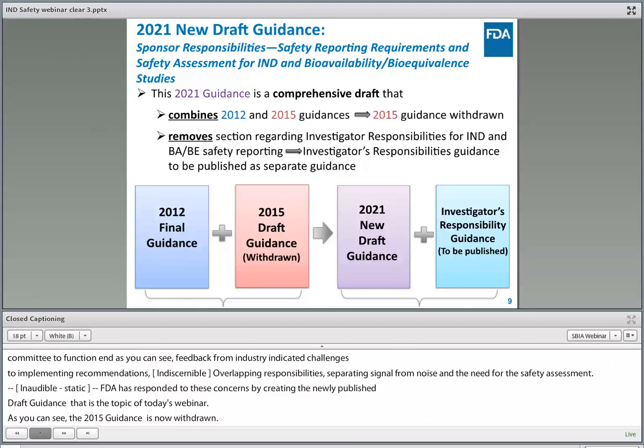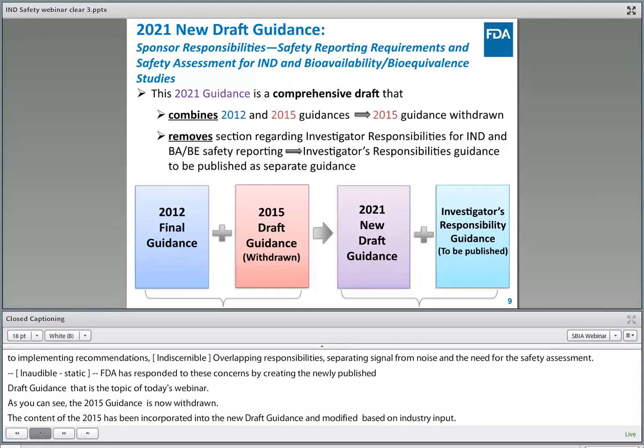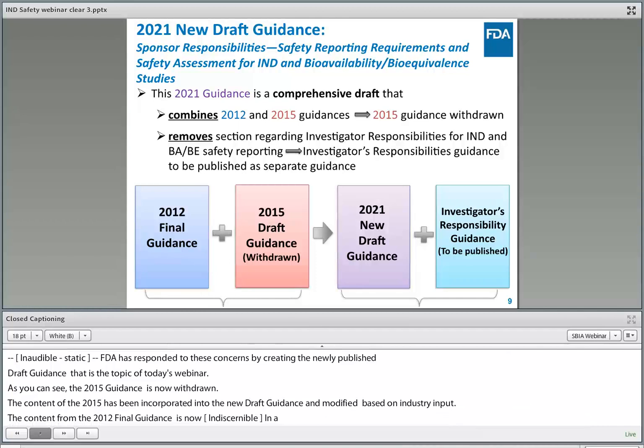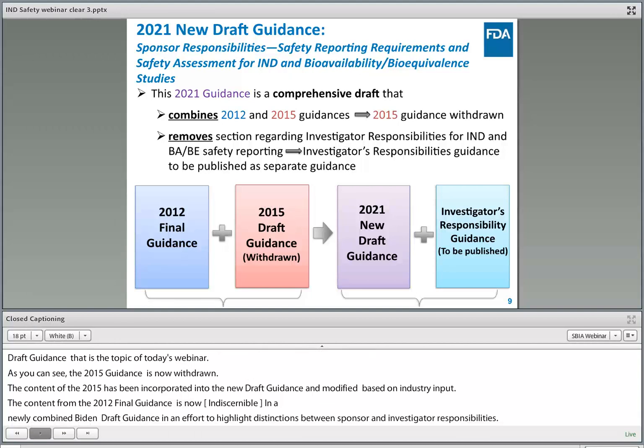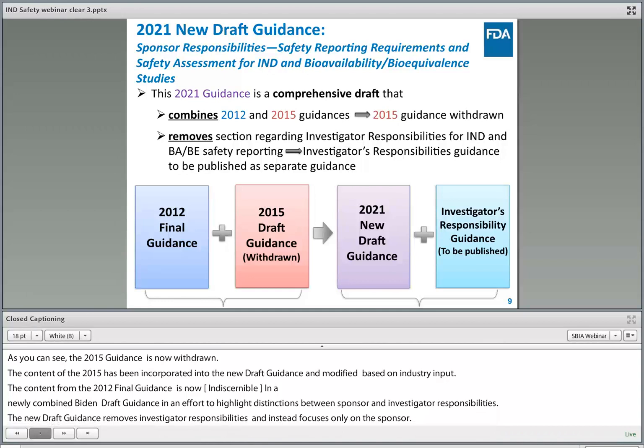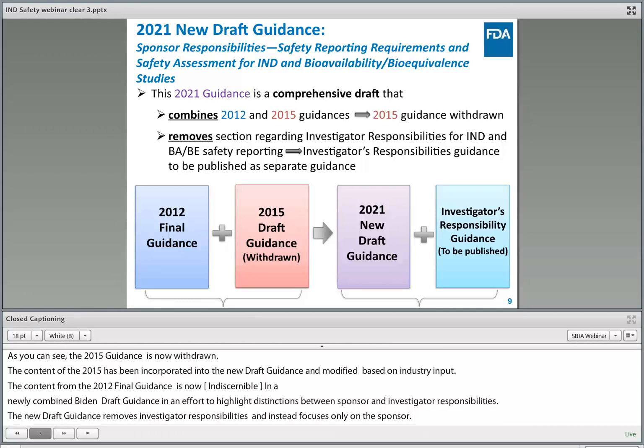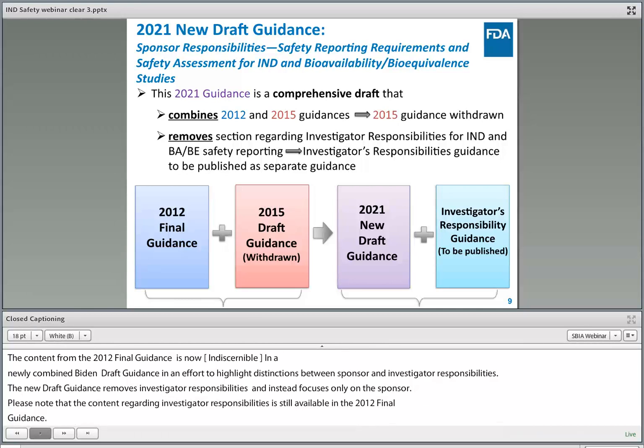The content from the 2012 final guidance is now included in this newly combined draft guidance. In an effort to highlight distinctions between sponsor and investigator responsibilities, the new draft guidance removes investigator responsibilities and instead focuses only on the sponsor. Please note that the content regarding investigator responsibilities is still available in the 2012 final guidance. As you can see from this graphic, FDA intends to create a standalone draft guidance that will focus on investigator responsibilities. Once the new draft guidance and the investigator draft guidance are finalized, they will replace the 2012 final guidance.